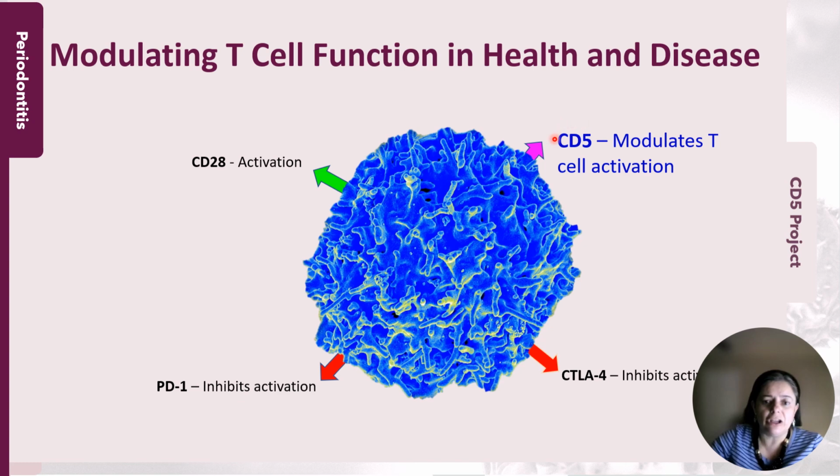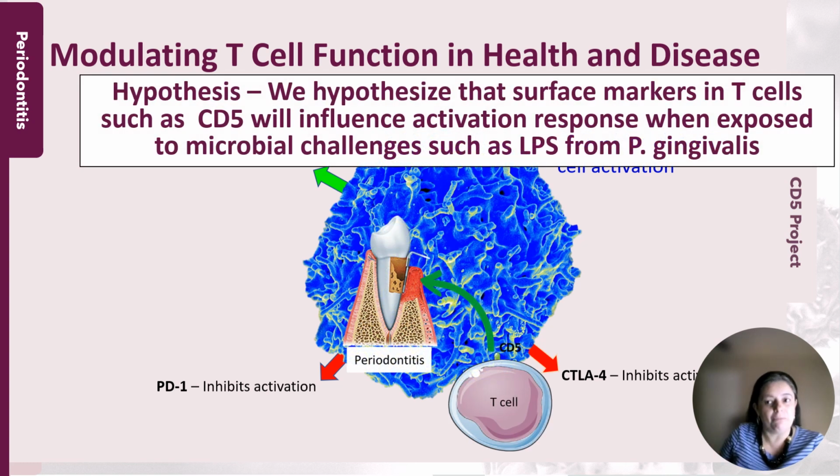Now, there is another protein called CD5, which has been shown to modulate activation, not only in T cells but also in B cells. So we wanted to explore how this protein can modulate the activation or the function of T cells. Our hypothesis is that surface markers on T cells, like CD5, would influence the activation response when exposed to microbial challenges such as LPS, or lipopolysaccharide, from P. gingivalis, which is a pathogen associated with periodontal disease.